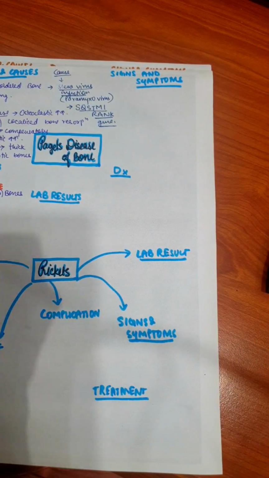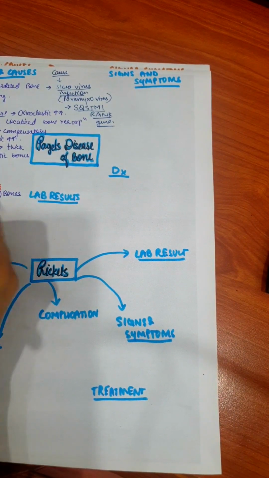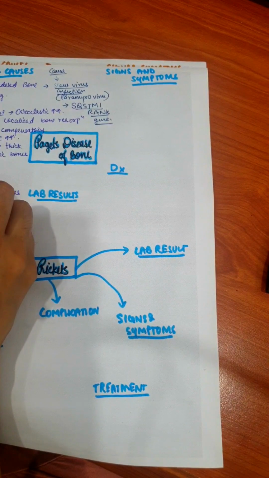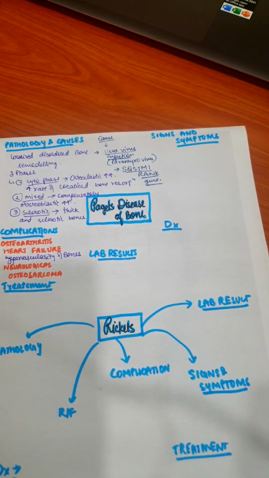Another complication is neural tissue compression. So neurological complications can happen in Paget's disease. Then malignant transformation can occur, that is osteosarcoma. Osteosarcoma is another complication of Paget's disease. Okay. So these are the complications of Paget's disease.